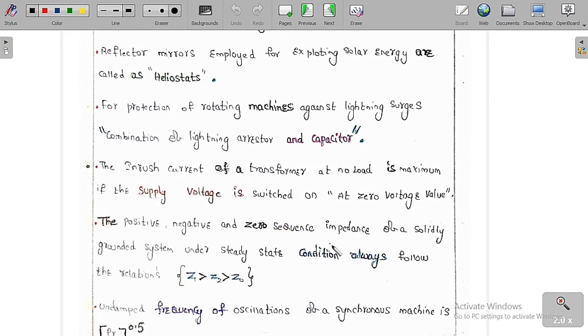The positive, negative and zero sequence impedance of a solidly grounded system under steady state condition always follows the relation Z1 greater than Z2 greater than Z0. Z1 is called the positive sequence impedance, Z2 is called the negative sequence impedance, and Z0 is called the zero sequence impedance.